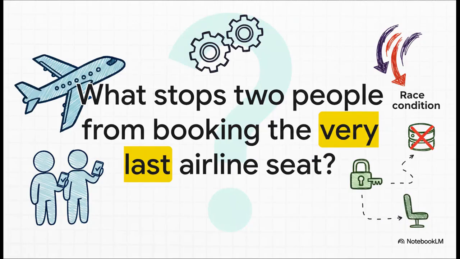And to really get why this matters, think about this for a second. You and someone else are both staring at the very last seat on a flight to Hawaii. You both slam that confirm button at what feels like the exact same millisecond. So, who gets the seat? And how does the computer possibly make that decision without selling the same seat twice? The answer is at the heart of what we're talking about today.